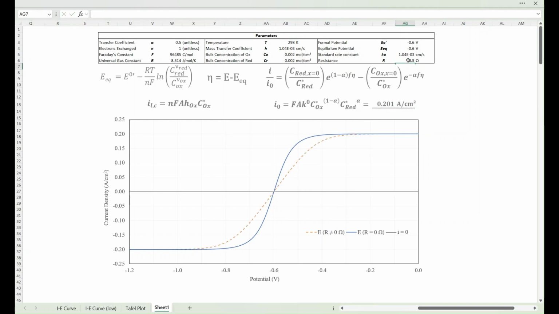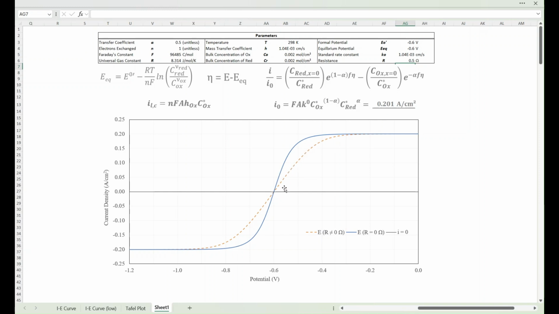And so we can see that now it stretches everything out. It takes more potential to get the same current. And so that's because we're losing some of the potential as we try to push charge through the solution. So this is what's called ohmic drop, and it's basically the resistance to the flow of charge within our system.